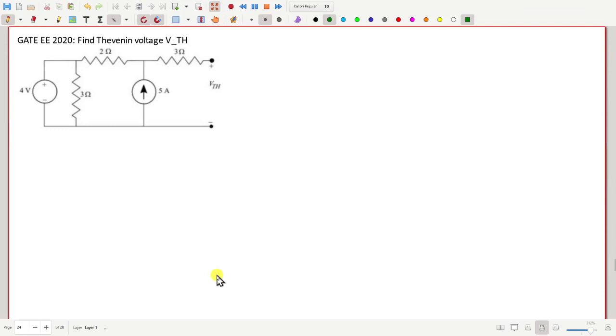Okay, once again, another Thevenin voltage you have to find. VTH between, call this A and B. You have to find V Thevenin. So please try first.